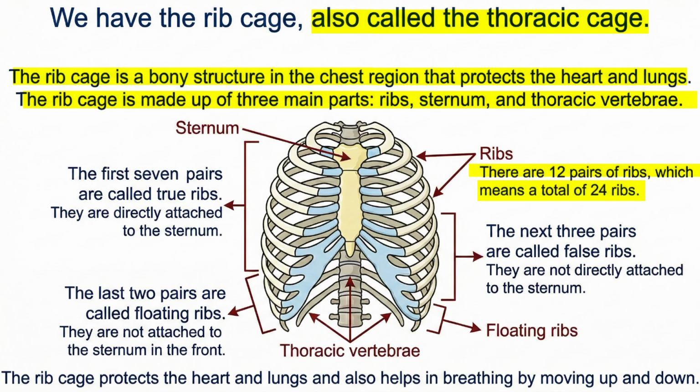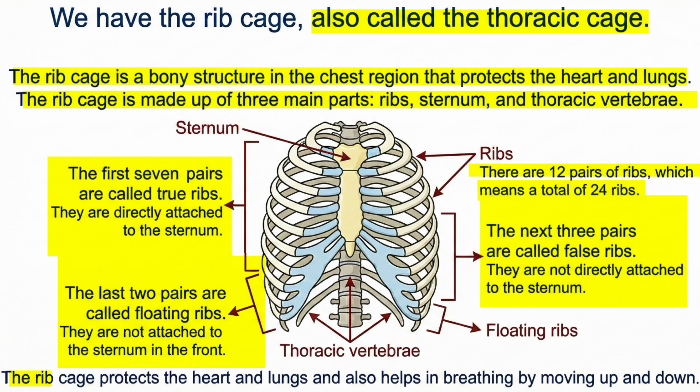The first 7 pairs are called true ribs. They are directly attached to the sternum. The next 3 pairs are called false ribs. They are not directly attached to the sternum. The last 2 pairs are called floating ribs. They are not attached to the sternum in the front. The rib cage protects the heart and lungs and also helps in breathing by moving up and down. So this is all about the bones of the axial skeleton.